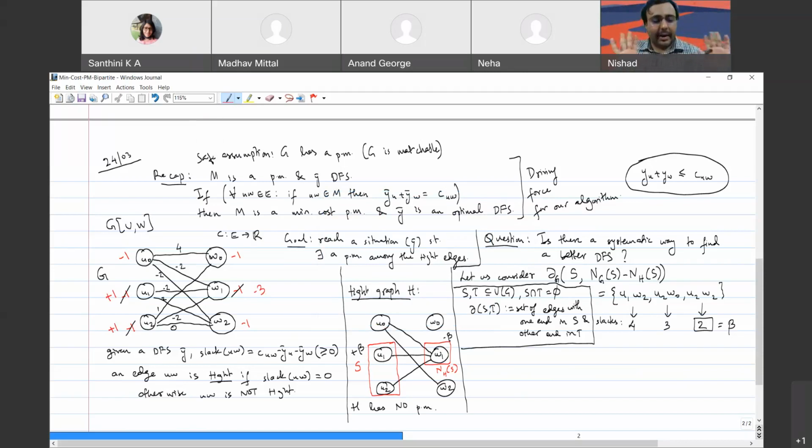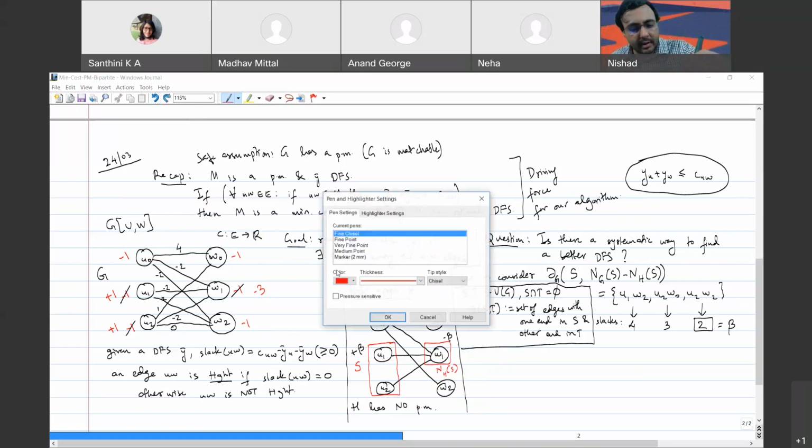Let's try to quickly verify. What may not be entirely clear at this point is why this is a valid operation, right? What we need to check is that doing this gives us a dual feasible solution. The fact that it is better is already discussed, right? Because we're adding 2 times beta and we are subtracting 1 times beta. More generally, you can generalize that, right? So why does this give us a dual feasible solution?